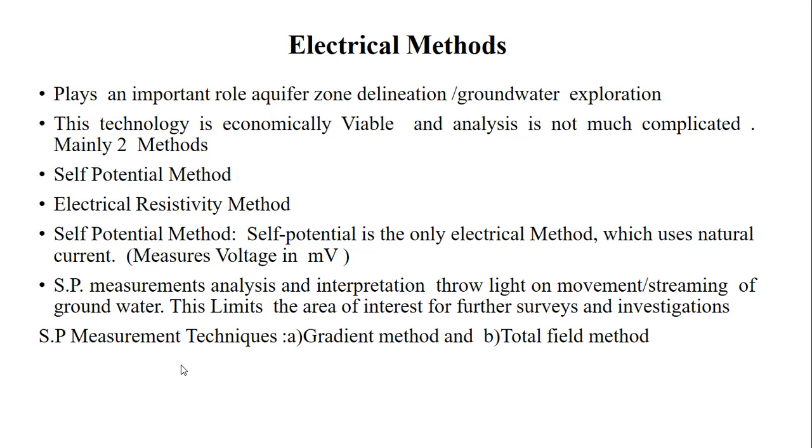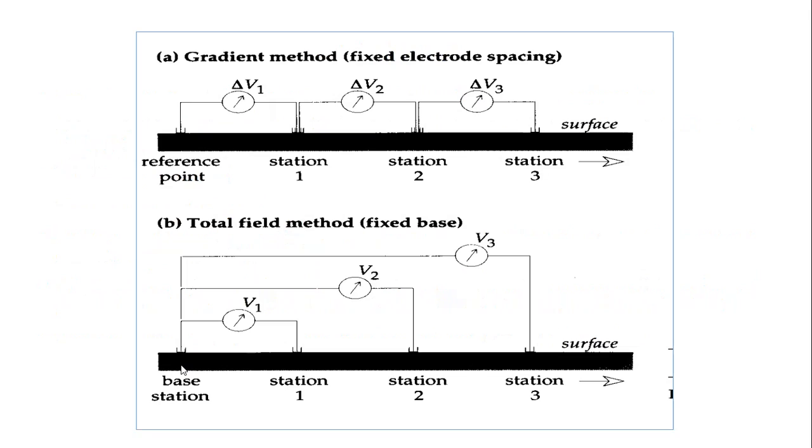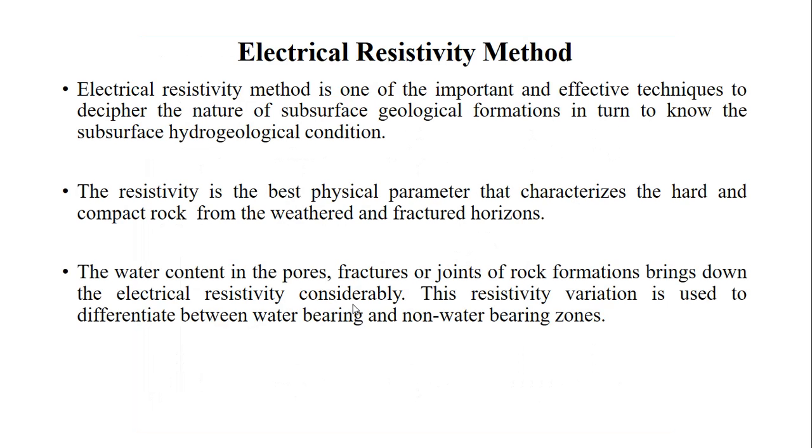In SP measurement there are two techniques: the gradient method and the total field method. Here the electrode configuration is like this. It is a fixed electrode spacing, whereas in the total field method, a fixed base will be there, and this picture shows the electrode configuration.